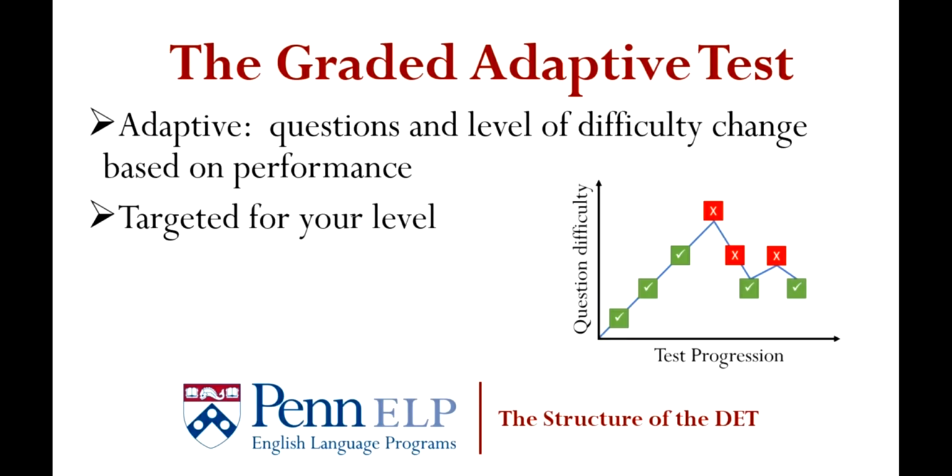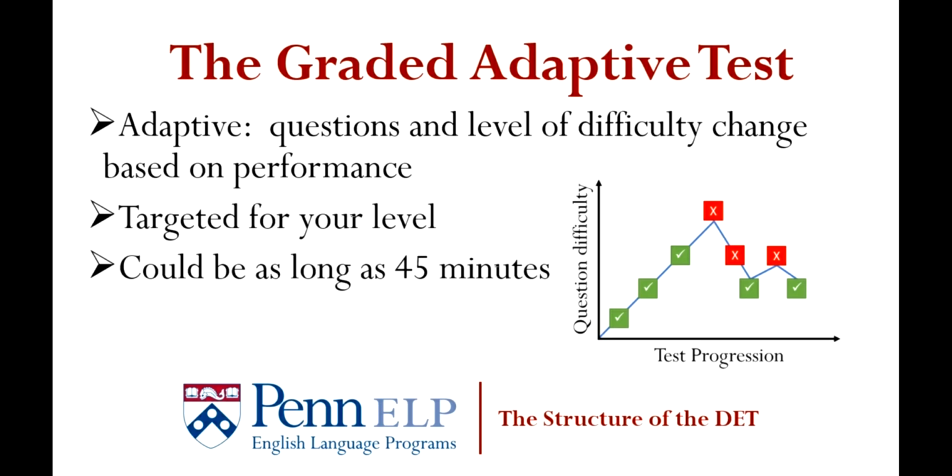The graded adaptive test is the longest section of the DET, but it shouldn't exceed 45 minutes. And there are about 10 types of questions in the graded adaptive test. For example, in one type of question, you're given a list of words that are either written or spoken, and you have to identify which of those words are real English words. Another type of question is called the read aloud, where you have to read a sentence that's typed on the computer screen out loud for the recording.